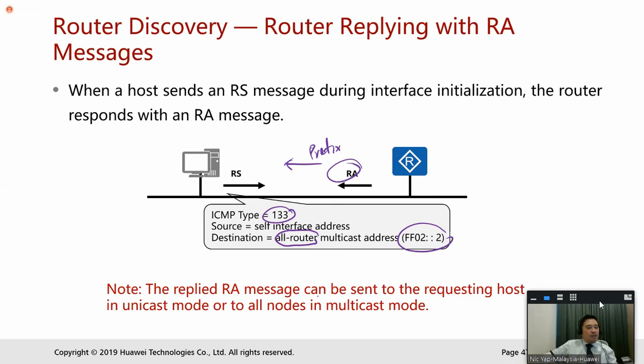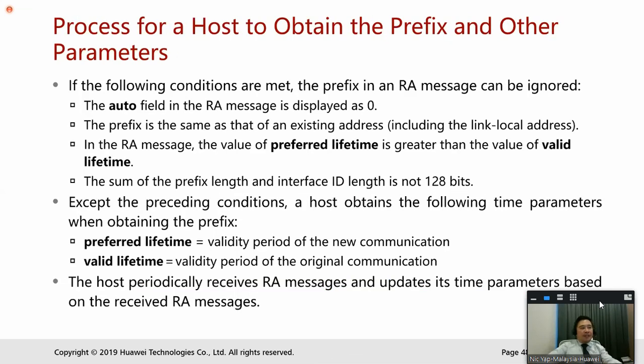The reply RA message can be sent out to the requesting host in unicast mode or to all nodes in multicast mode. So it depends. When they send the RA back to the host, it can be unicast or multicast. So that's router discovery when they reply with RA messages. When you obtain the prefix or other parameters, we can get them from the peers, from the routers.